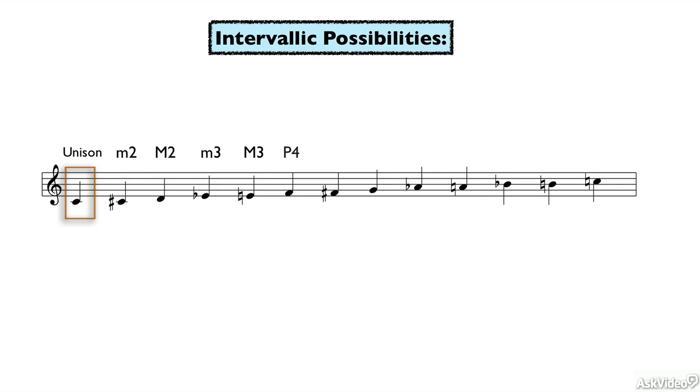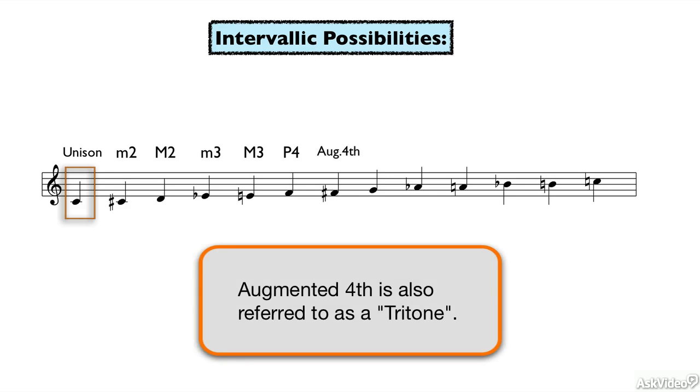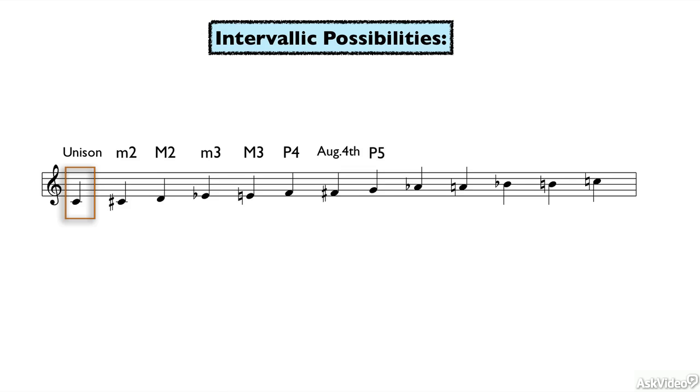C to F, we call that a perfect fourth. C to F sharp, we'll refer to that here as an augmented fourth. It's also sometimes referred to as a tritone. It has an intervallic distance equivalent of 6 half steps. Moving on, we get the note G, which is a perfect fifth from the C.